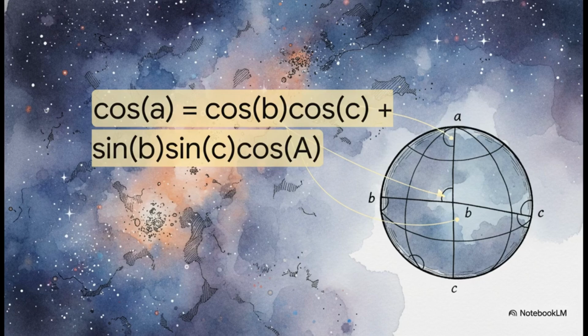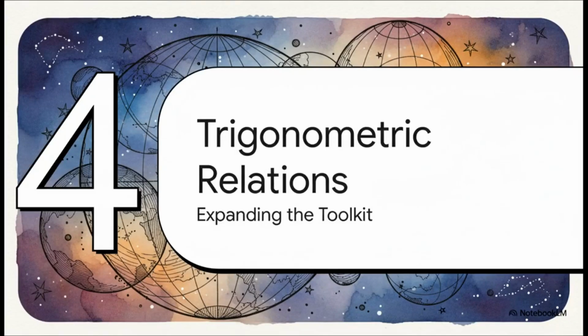This is an incredibly powerful formula that directly relates the lengths of the three sides to one of its interior angles. This is the primary tool for solving these triangles. So, with the law of cosines now established, we can actually derive the other essential formulas that are going to complete our mathematical toolkit for spherical trigonometry.